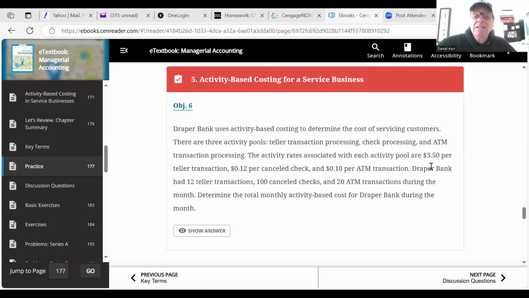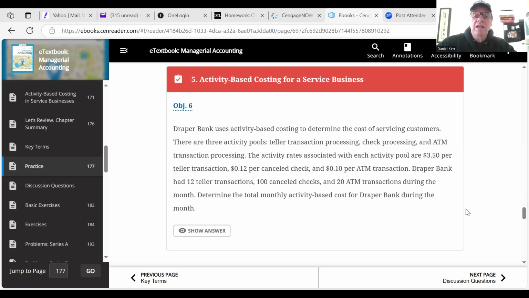The bank has teller processing, it's got check processing, and it's got ATM processing. So what we want to do is determine the total monthly activity-based cost for Draper Bank during the month. Actually, they made this pretty simple for us. What you need to do is figure out the total amount that they spend on teller transaction processing, the total amount on check processing, and the total amount of ATM processing.